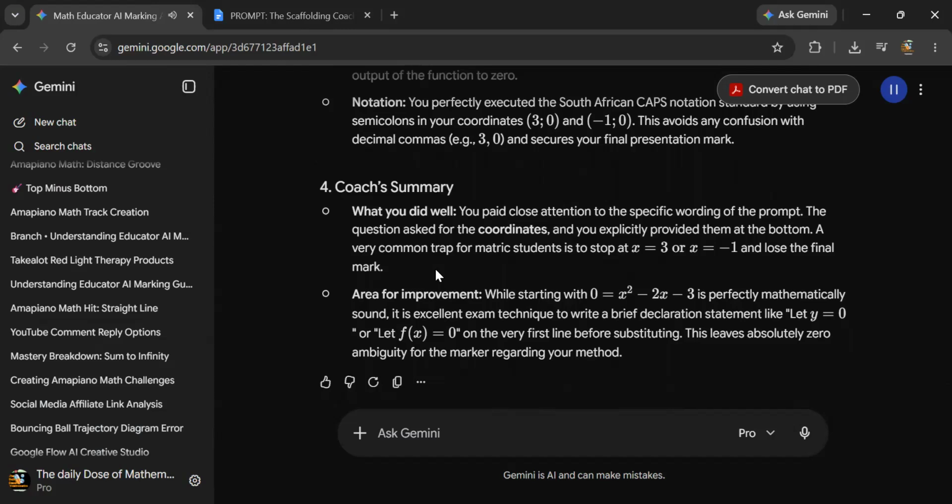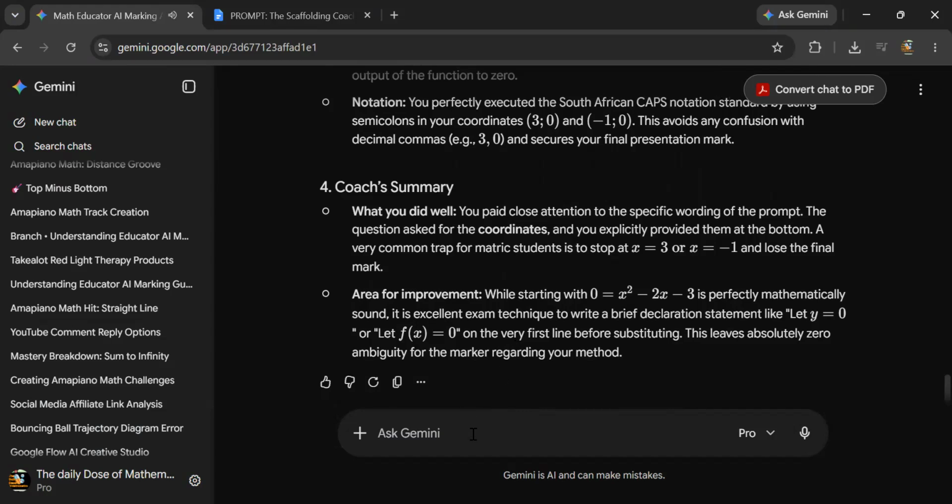While starting with 0 equals x squared minus 2x minus 3 is perfectly mathematically sound, it is excellent exam technique to write a brief declaration statement like "let y equals 0" or "let f(x) equals 0" on the very first line before substituting. This leaves absolutely zero ambiguity for the marker regarding your method.